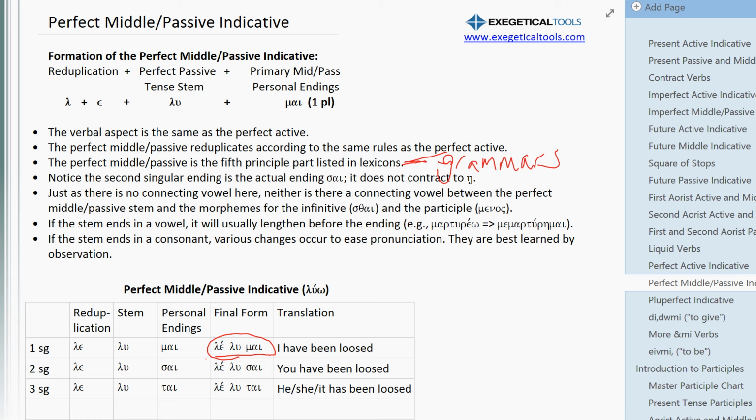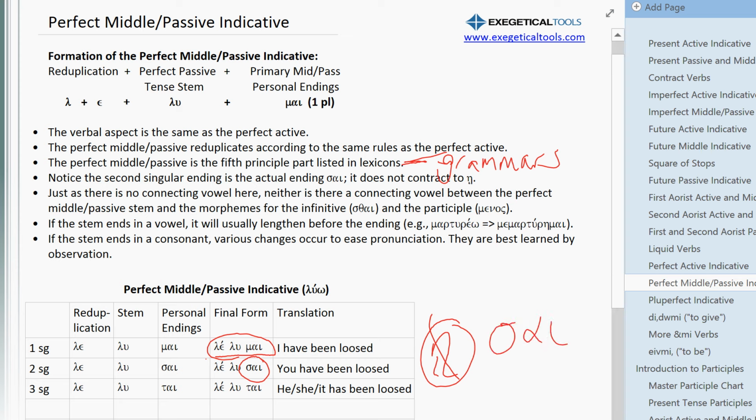As I said, notice that the second person singular form is actually sai. So you memorize those actual endings, mai, sai, tai, metha, sthe, ntai, but usually that sai contracts: the sigma drops out, the epsilon-alpha contracts to a, and then the iota subscripts. But in this case, that does actually not happen. You actually keep the sai, so you have the sai on the second person singular, lelusai. So you get lelumai, lelusai, lelutai. It's nice. You actually get to say all the forms with the actual endings.